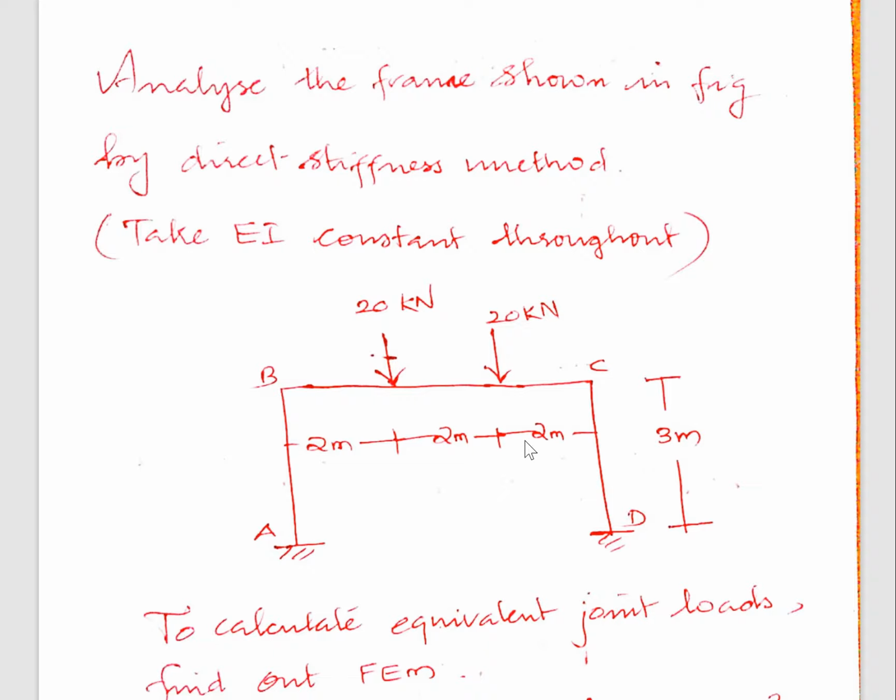So the total length of BC is 6 meter. AB and CD are of 3 meter. Now we have to calculate the equivalent joint loads. We have two joints B and C.